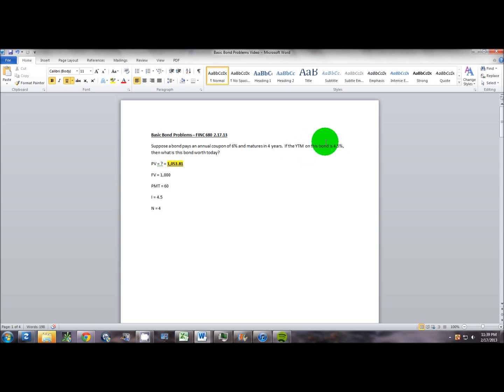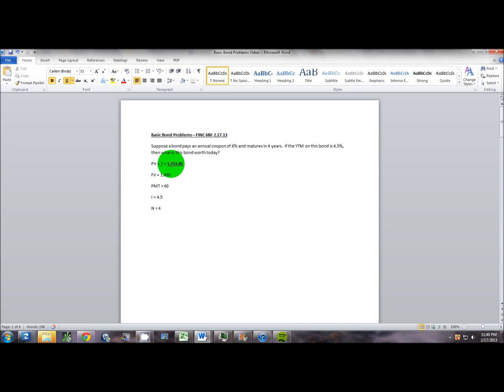Now, the yield to maturity on this bond is 4.5%, so your I goes in at 4.5. Remember, the I is the yield to maturity or the required return on the bond or the current market interest rate. It could go by any of those names. Those would all lead you to the same thing, the I in the time value of money equation. And then obviously the N is 4. And so when you key all these inputs in, you're going to get a present value of 1053.81.